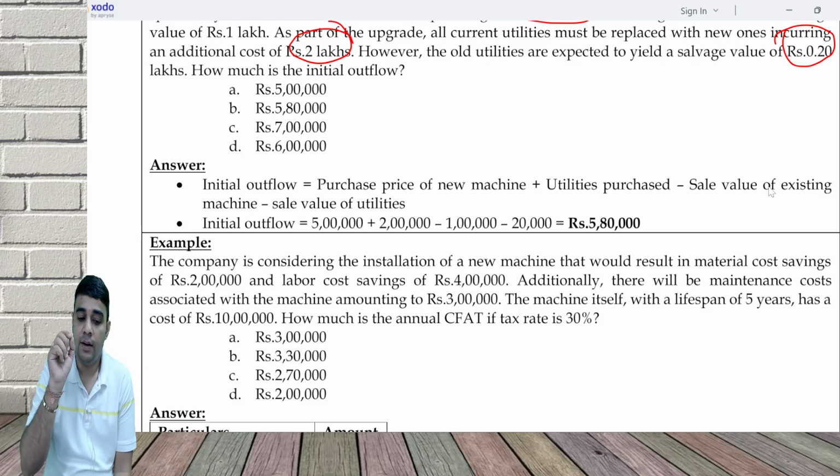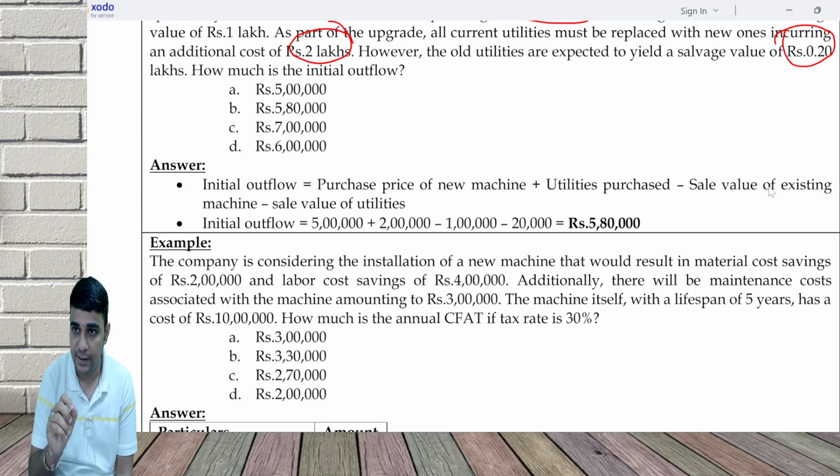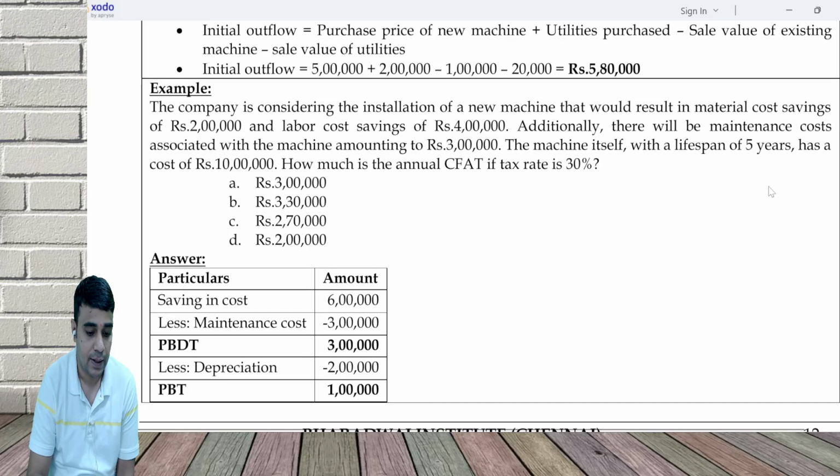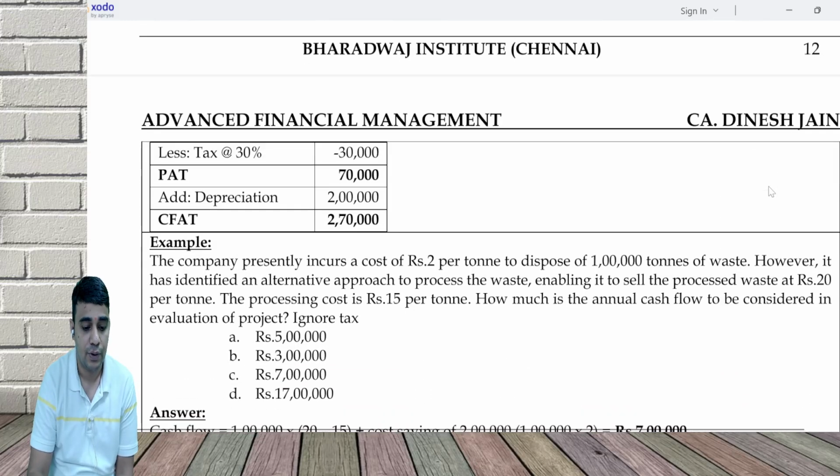My inflow is 2 lakh of saving and 4 lakh of saving. Outflow is 3 lakh. Depreciation is 2 lakh. Profit before tax is 1 lakh. Deduct income tax. Profit after tax is 70,000. Add back depreciation. Do this.